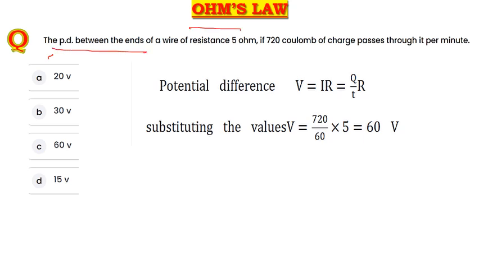Till now we have seen the general ideas about current. Now we are going to use Ohm's law. Ohm's law: V is equal to IR. Here I is charge by time, so V is q by t into R. The charge given is 720 coulomb and the time given is 1 minute. In SI units we always use seconds, so 1 minute is 60 seconds, multiplied with the 5 ohm resistance. Substitute the values and cancel: the zeros cancel, and multiplying and dividing, what you get is 6 volt. That is the potential difference.